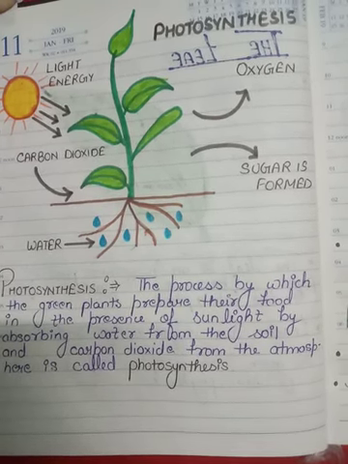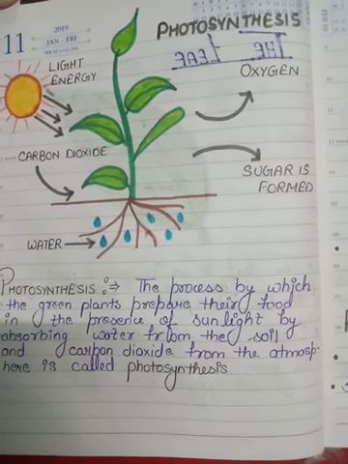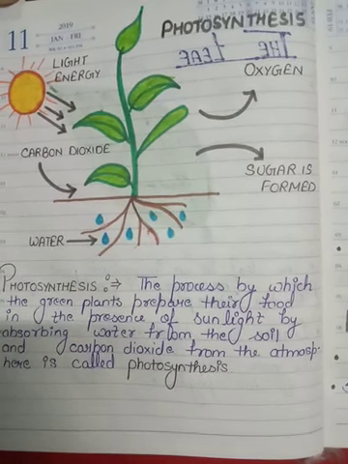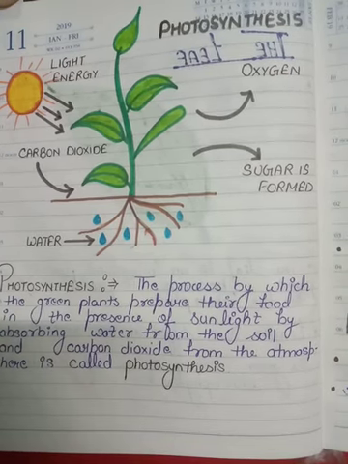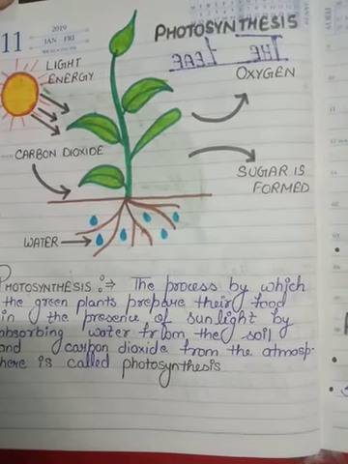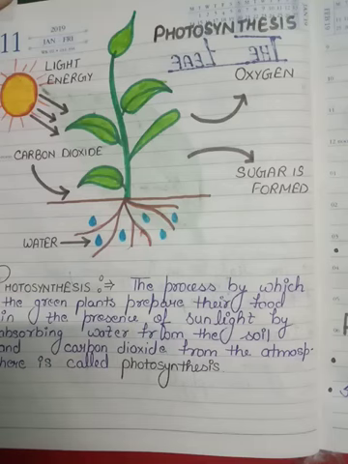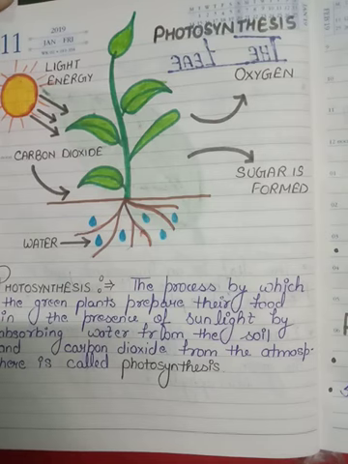Now in the leaves there is chlorophyll. So what will happen? Leaf will prepare food with the help of light energy, carbon dioxide and water. After food is prepared, it gives out oxygen which we breathe and it prepares sugar. Sugar is the food for plant.